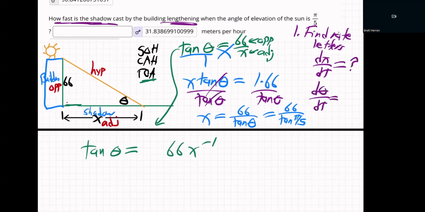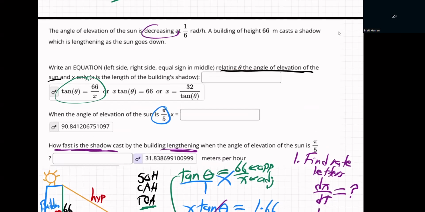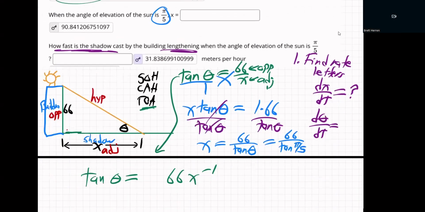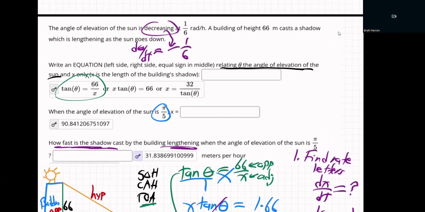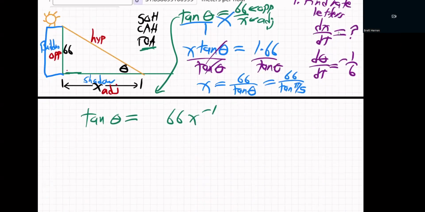D theta dt is what? It's decreasing. So it's negative 1/6. The change in theta over time, right? The angle is going down. The angle's getting smaller, negative. Whenever something's decreasing, its size is going down, negative change. If something's increasing, size is going up. So that's negative 1/6. That's d theta dt. So I'm just looking at what they speak of. There it is.